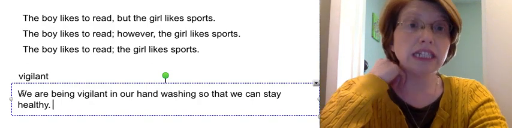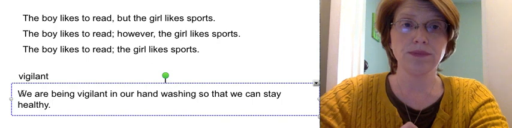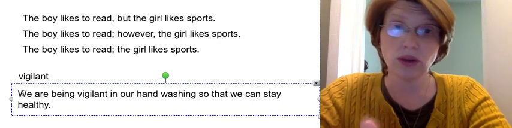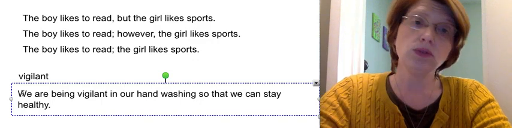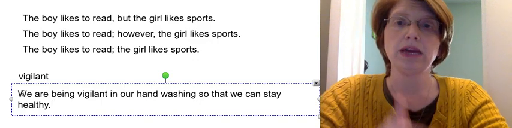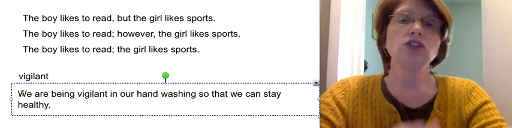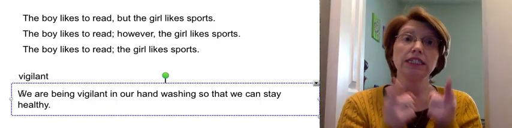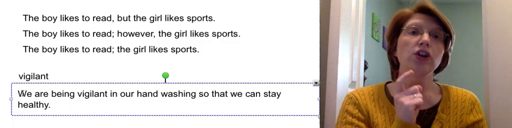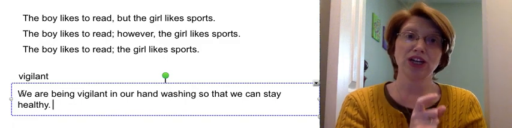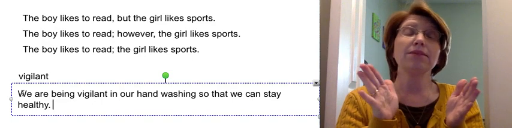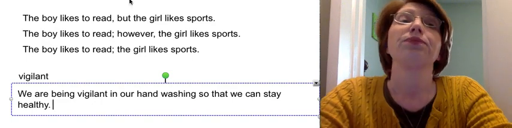Parents are vigilant in caring for their children. You should be vigilant in your education right now. In getting up and doing your work every day, you are being vigilant. Okay, so those are all kinds of examples. I want you to give me a really good sentence using the word vigilant below in the comments. Okay, you can choose any of those examples that I gave you and give me a good sentence. Go for it.